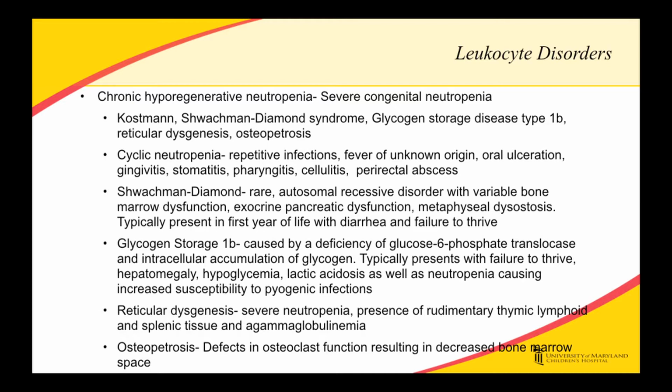And then osteopetrosis, basically, they don't have osteoclast function, resulting in decreased bone marrow space. So they don't have the ability to make enough cells just because they don't have enough bone marrow space. If you remember that slide about the bone marrow, they just don't have enough space. They have a narrowed space.